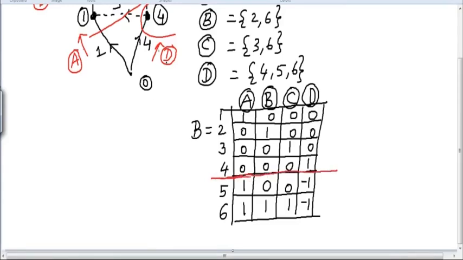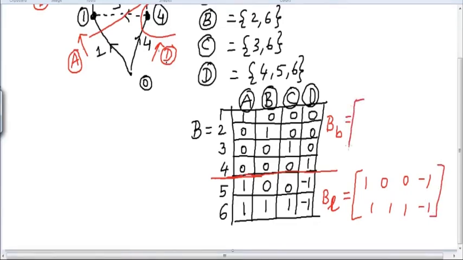So we will make a partition, and in this partition, this is BB and this is BL. So we are interested in BL, so we will write here BL: 1 0 0 minus 1, 1 1 1 minus 1, and this is a unity matrix. So this is very simple: 1 0 0 0, 0 1 0 0, 0 0 1 0 and 0 0 0 1. This is the BB matrix.